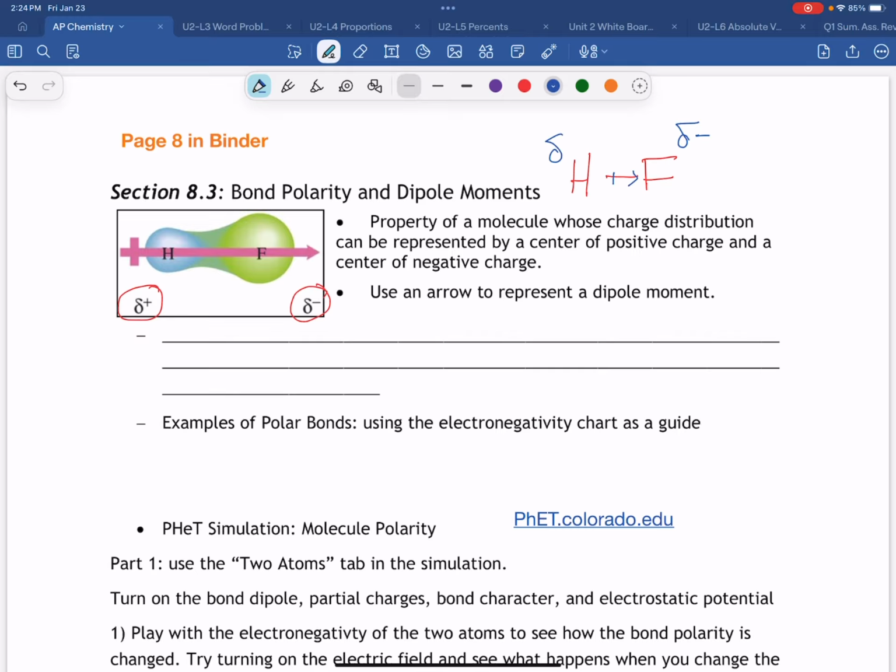The fluorine is slightly negative. The hydrogen is slightly positive. All right, so a polar bond is an uneven distribution of electrons in a covalent bond.